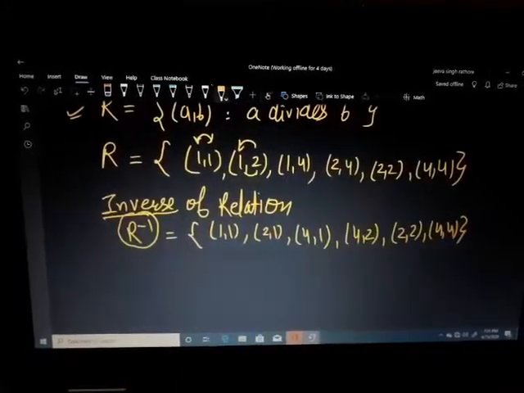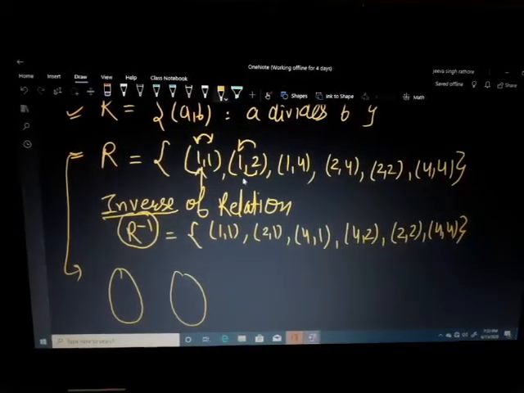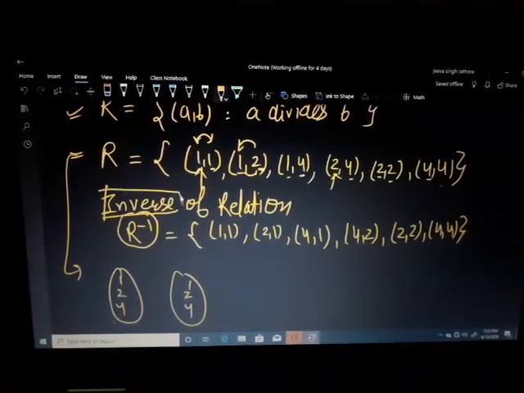Next, you can form the two sets using this. In one set the elements are the x coordinates: 1, 2 and 4, without repeating. The other set has the y coordinates: 1, 2, 4. Same. Okay, this is the set of relations. In the inverse relation, the domain and codomain get interchanged.